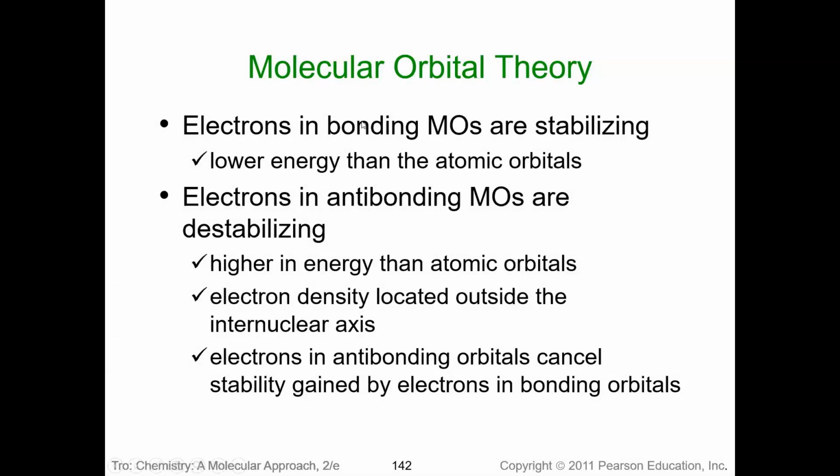So molecular orbital theory, MO, those again are molecular orbitals. Electrons in bonding molecular orbitals are stabilizing, good, happy, lower energy. Electrons in anti-bonding orbitals, and remember anti-bonding are the stars, are destabilizing, higher energy, bad, right? The electron density is outside the nuclear axis, and we don't want to be outside; it's stronger and lower energy at the nuclear axis. And these cancel out any stability gained in bonding orbitals. So again, anti-bonding, bad. Bonding, good.